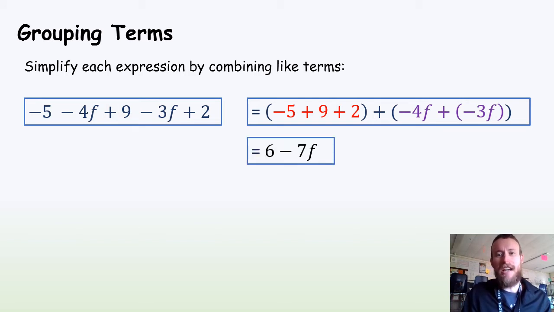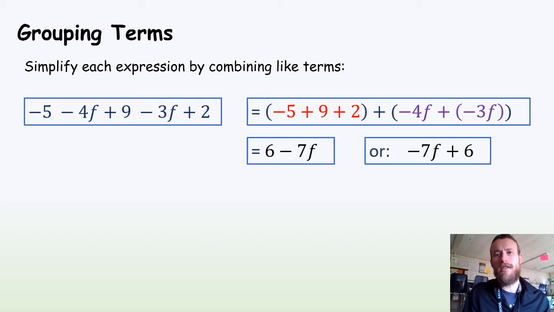So if we then add each set, in the red, we have negative 5 plus 9 is 4. 4 plus 2 is 6, so we get 6 for our constant term. And negative 7f comes from negative 4f and negative 3f in the second set of parentheses in purple. And that would be our variable term. So those are 2 sets of like terms.